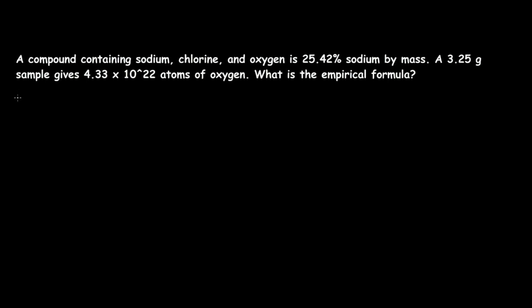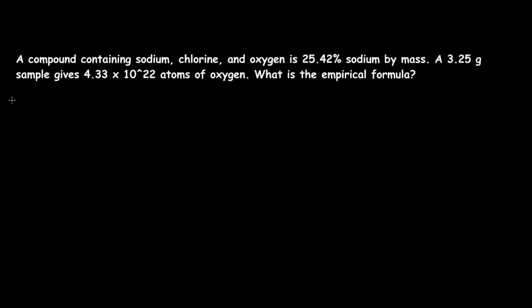A compound containing sodium, chlorine, and oxygen is 25.42% sodium by mass. A 3.25 gram sample gives 4.33 times 10 raised to 22 atoms of oxygen. What is the empirical formula? The first thing that you need to do is to get the percent oxygen in the sample. And you are given the number of atoms. So remember Avogadro's number.